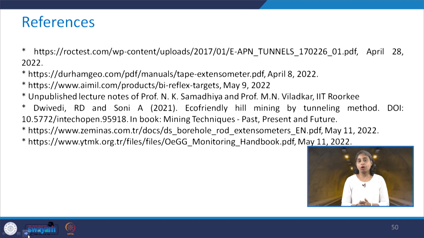So, this was all about the instrumentation, or the types of instruments, that are used to measure the deformation of the rock mass and also the extent of the loosened rock mass. In the next class, we will learn about the instruments which are used to determine the loads on the support system, or pressure on the support system.